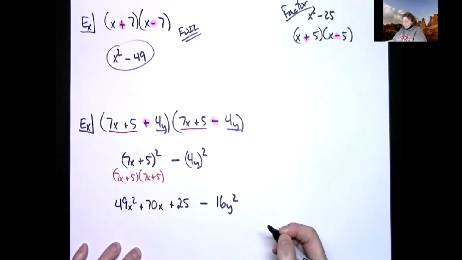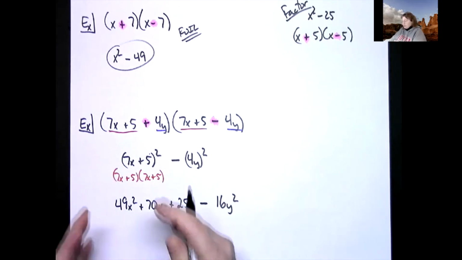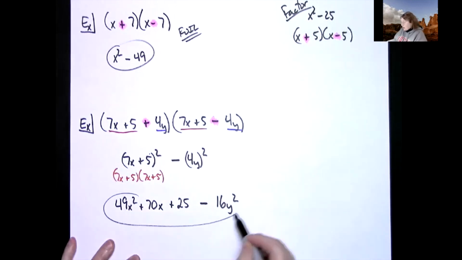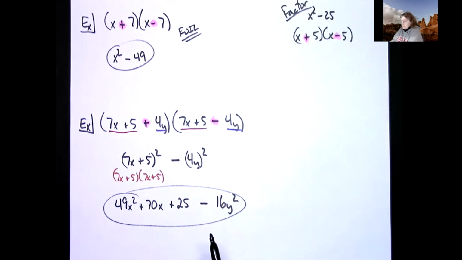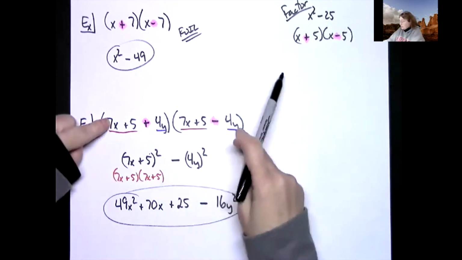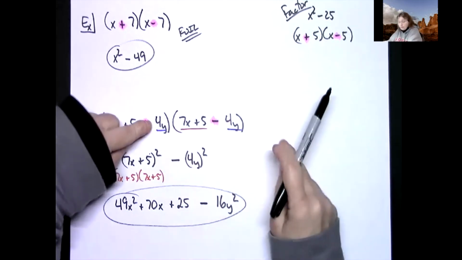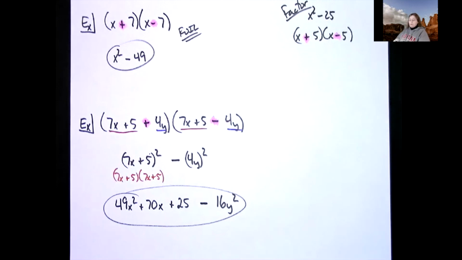Now if you're not catching on to this, you may not want to do it this way. I think if you can recognize it, it's faster. The other way would be to take the 7x times all three of these, take the 5 times all three of these, take the 4y times all three of those. Repeated distributive property would ultimately get you down to this anyway.